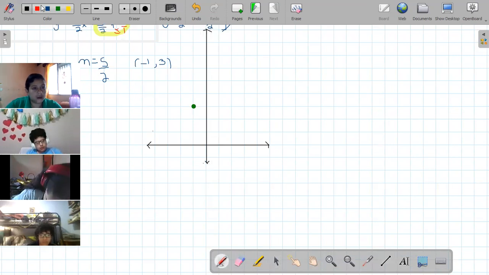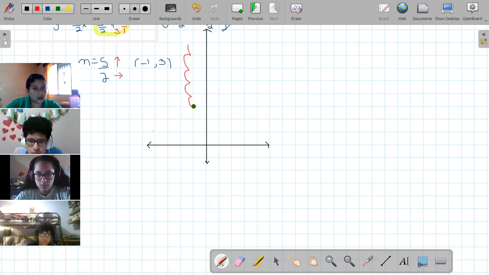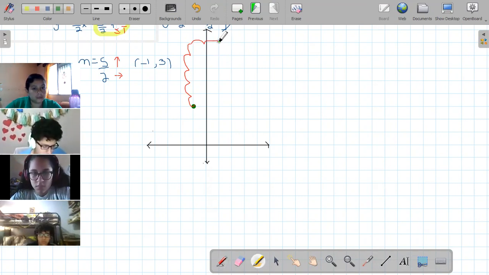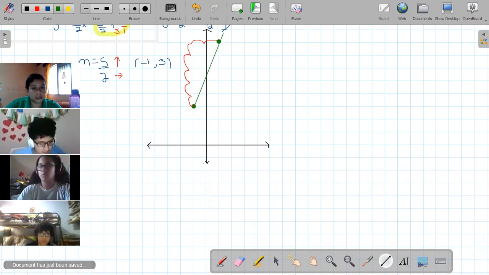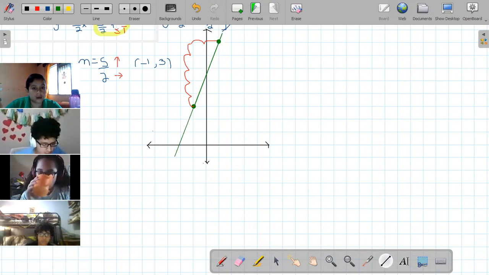Now I need to find my rise and run. 5 over 2, the rise is 5, so it goes up, and the run is 2, so it goes to the right. So I go 5 from here: 1, 2, 3, 4, 5, and then I go 2 to the right: 1, 2. Right there is my second point. And you see, when we graph with this point slope form, I have 2 points in the space. What does it mean to have points in the space? That they are not touching the coordinates, okay?